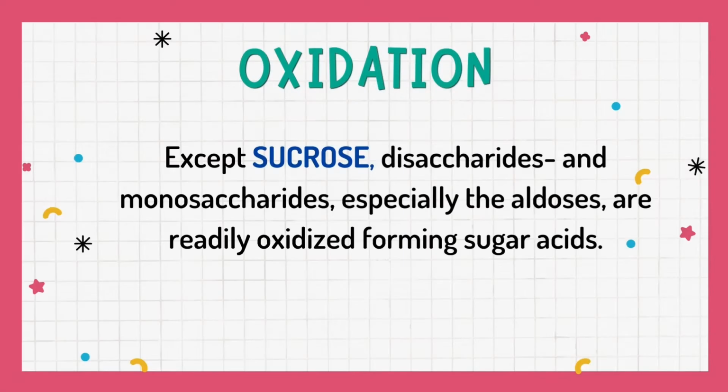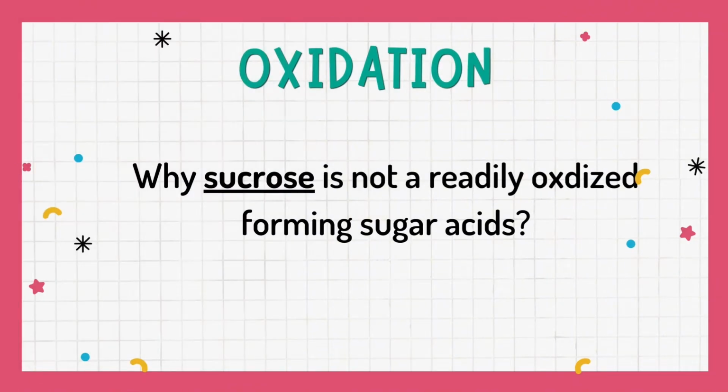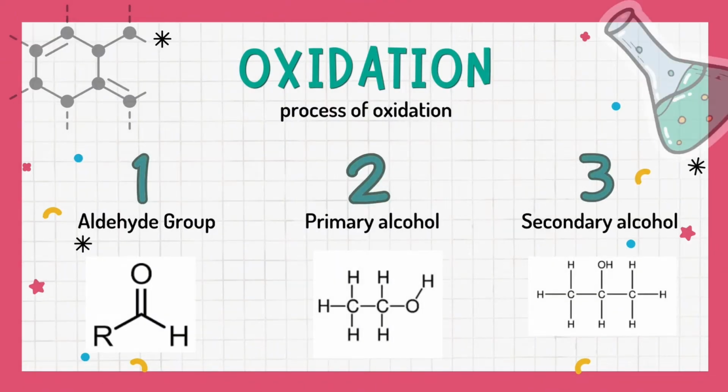Except sucrose, disaccharides and monosaccharides, especially the aldoses, are readily oxidized, forming sugar acids. Is sucrose not readily oxidized, forming sugar acids? Sucrose's inability to readily oxidize and form sugar acids is due to its specific structure, which lacks the free reactive groups necessary for oxidation. The glycosidic bond between the glucose and fructose units effectively prevents sucrose from participating in oxidation reactions under mild conditions, classifying it as a non-reducing sugar.